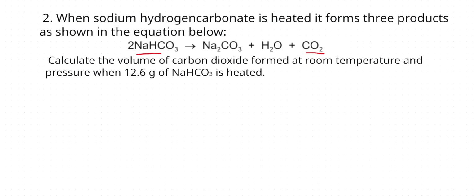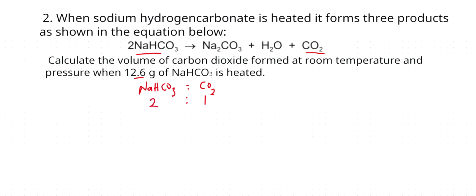So as usual, that means that we're comparing the sodium hydrogen carbonate with the carbon dioxide. And what are we to do? We're to look for the volume of the carbon dioxide. So we're comparing these two. So we bring out those two things that we're comparing, and that is the sodium hydrogen carbonate with what? With carbon dioxide. From the equation here, the ratio is 2 to 1. But we're given information on the sodium hydrogen carbonate, and that is the 12.6 grams.